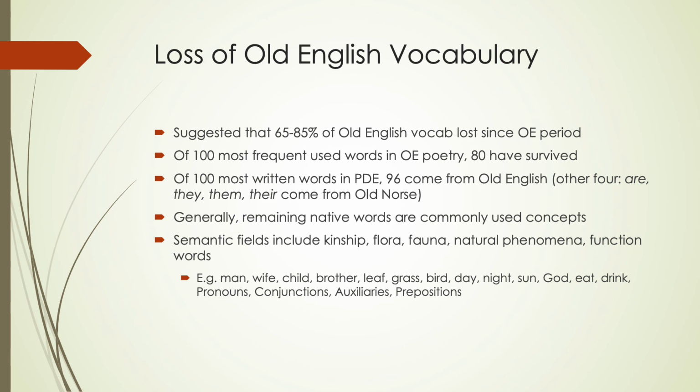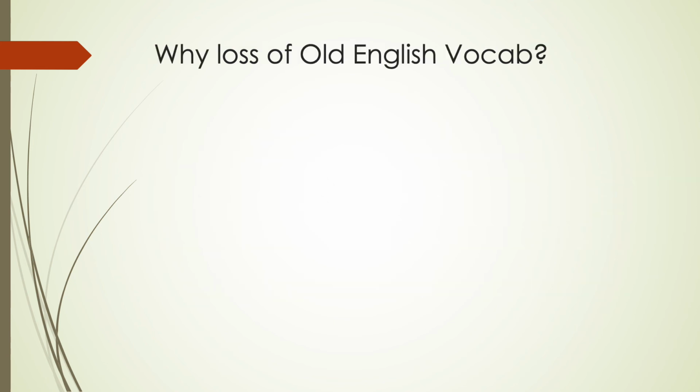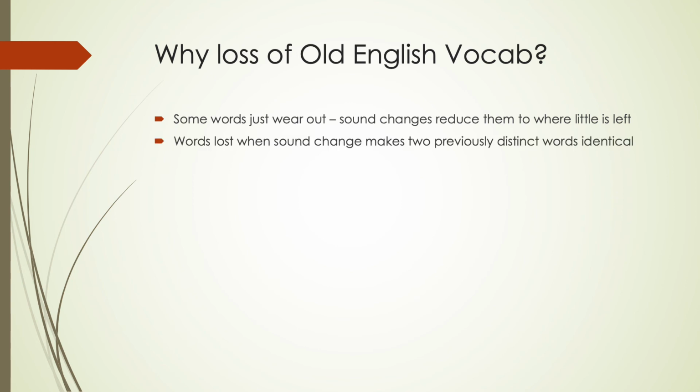And if we want to quickly wrap up thinking about the lexicon, thinking about this loss of Old English vocabulary over time, we can also think about some reasons why this happens. And these are common to other language situations as well, where some words just sort of wear out. There may be sound changes that reduce them to where there's little left of the original word. You can lose words when sound changes make two previously distinct words identical, so then you come up with a new word to replace one of them.